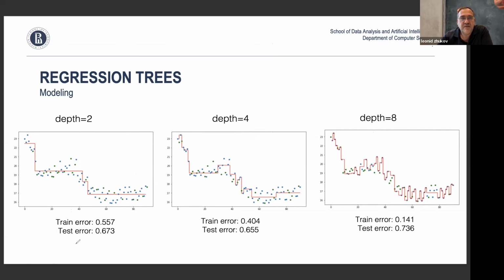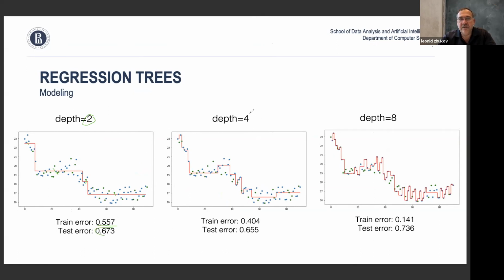Look here. By the way, remember, it's the same data set we started with today. Train error here is not bad, right? The tree depth is 2, so it's just 2 layers, and it's already pretty good. It's 1 leaf, 2 leaves, 3 leaves, 4 leaves. And it's a pretty good train error, pretty good test error.